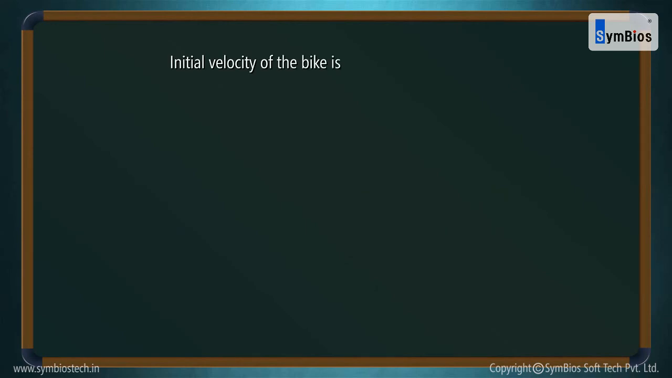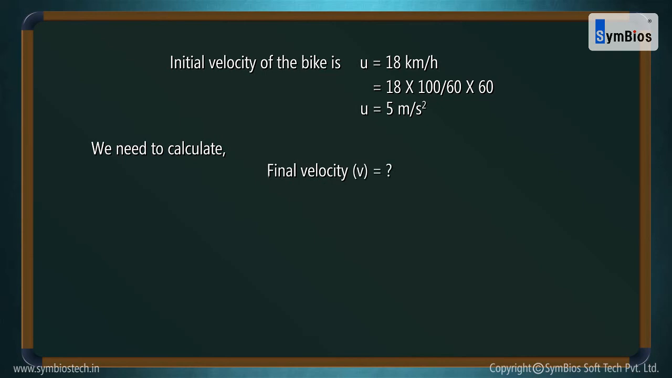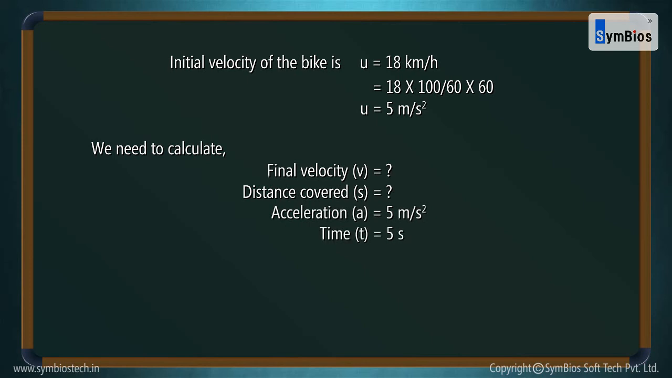Initial velocity of the bike u is equal to 18 km per hour is equal to 18 into 1000 by 60 into 60 is equal to 5 meter per second. We need to calculate final velocity v and distance covered s. Acceleration a is equal to 5 meter per second square. Time t is equal to 5 seconds.